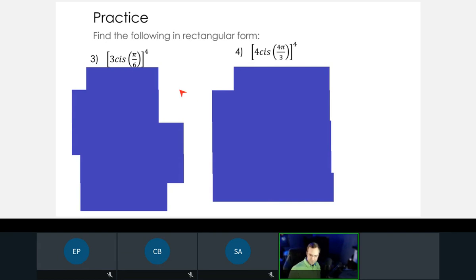All right, everyone, try number 3. I'll give you 2 minutes if I can find my phone. If you finish number 3, go on to number 4.